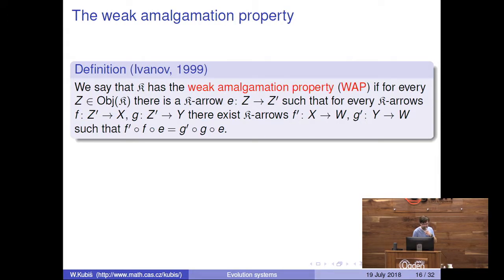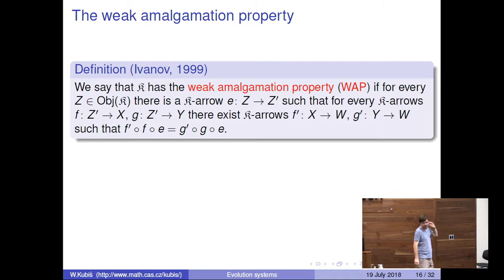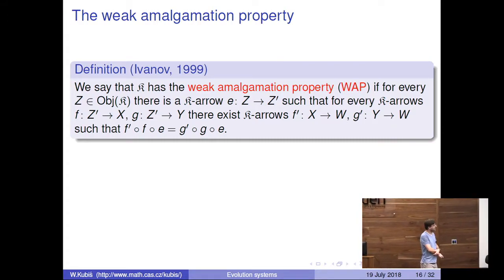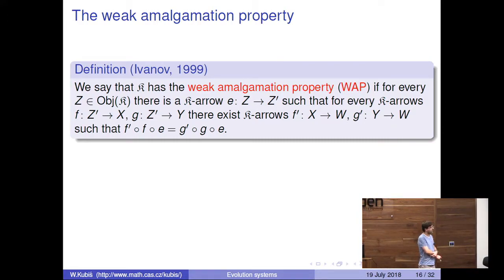All right, yeah, so this is a very technical property, but I need to mention this because on one of the next slides there will be some theorems which involve this. So the weak amalgamation property. And yeah, it's pretty technical. It was discovered by Alexander Ivanov, currently from Gliwice, formerly from Wrocław University.